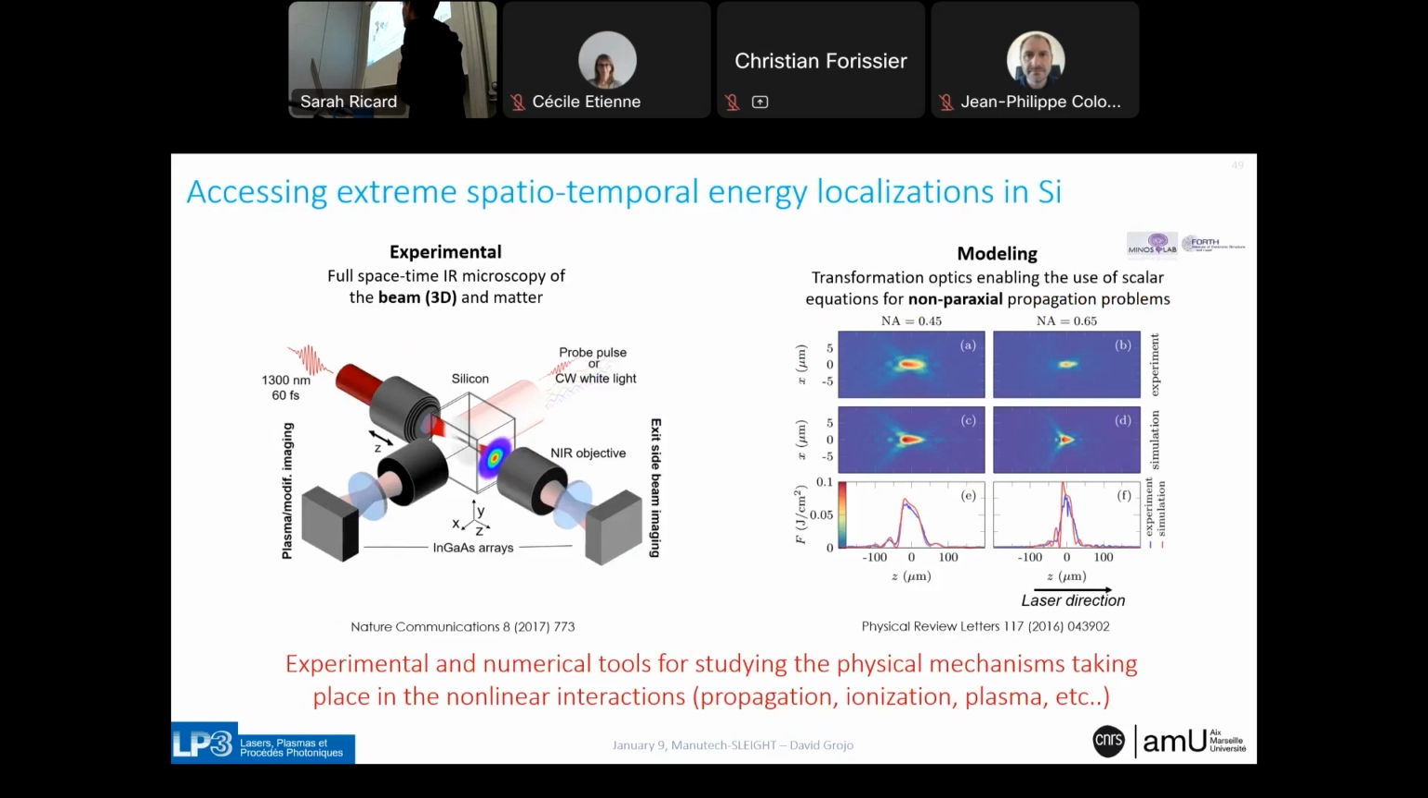And we developed probe experiments to look at the excitation inside the material. By these scanning microscopy systems, we can reconstruct the intensity we are able to deliver inside silicon, so that then we can also compare to some modeling of the nonlinear interaction, accounting for the propagation, ionization, and plasma effects, and to learn about the limits for processing silicon.